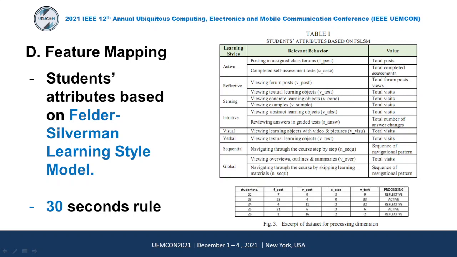So some students view it randomly without reading. To make sure that they read it, based on literature, it's only counted as a view if a student spends at least 30 seconds on the learning materials. And as you can see in figure 3, we collected their number of interactions with a specific learning object.